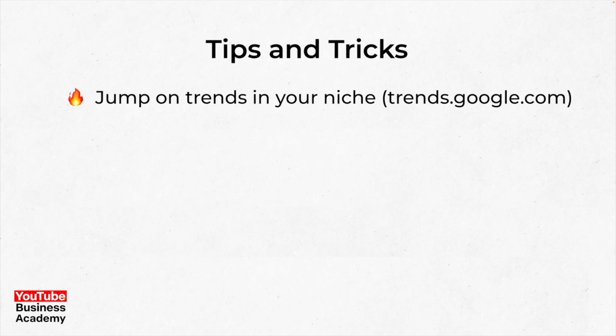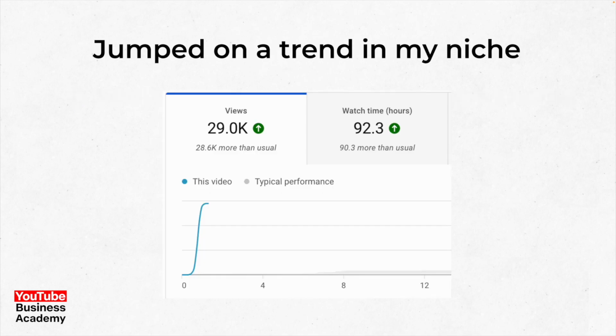Okay, so let's go over some tips and tricks. First is you want to jump on trends in your niche. To do that, you can simply go to trends.google.com and see what is happening in the world. When you see something that you can make a Short about, just pop that into your Trello and your scriptwriter is going to make a script and that video is going to get done. An example here, you can see I posted a Short and right away it jumped to 29,000 views in the first 15 minutes.